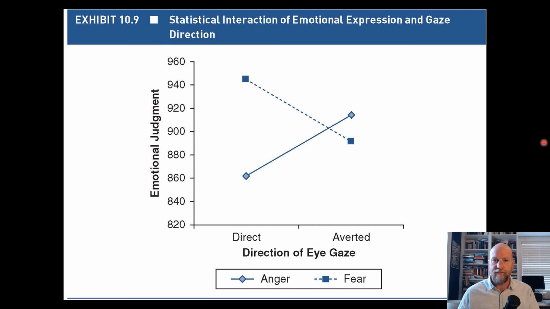Now, this is what happens when we graph both. If we graph both of the main effects, what we see is this crossover interaction. So for averted gaze with anger versus direct, you see that main effect.